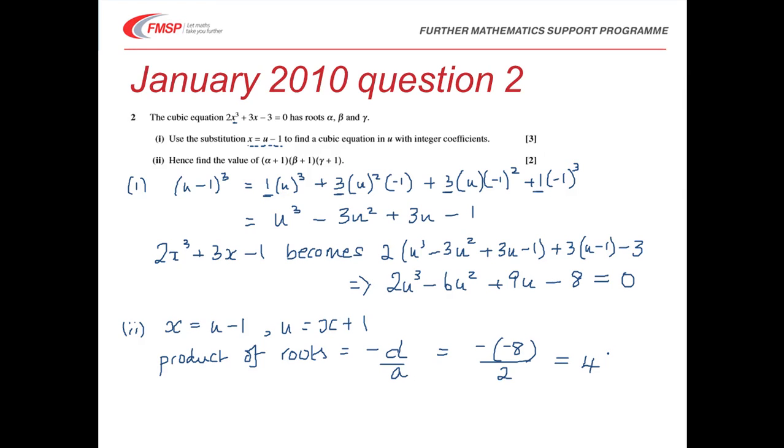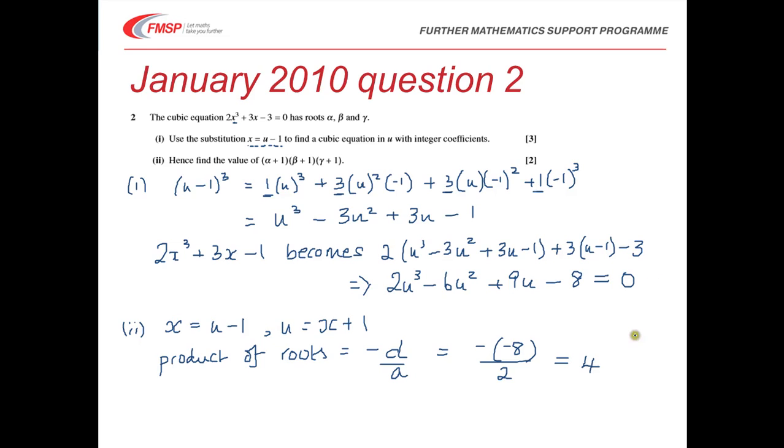If we have a look at how the marks are given for a question like this, then you will get 1 method mark for expanding (u minus 1) to the power of 3 correctly. You will get a mark for substituting in u equals x minus 1 all the way through, and then you'll get an accuracy mark for the correct cubic here.